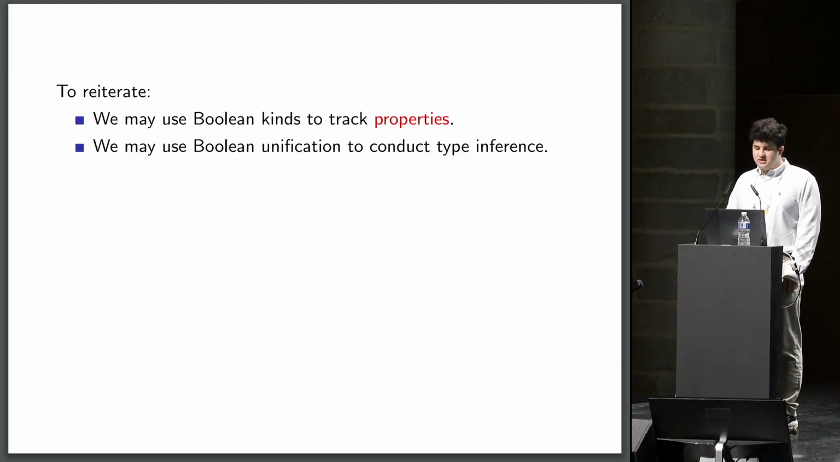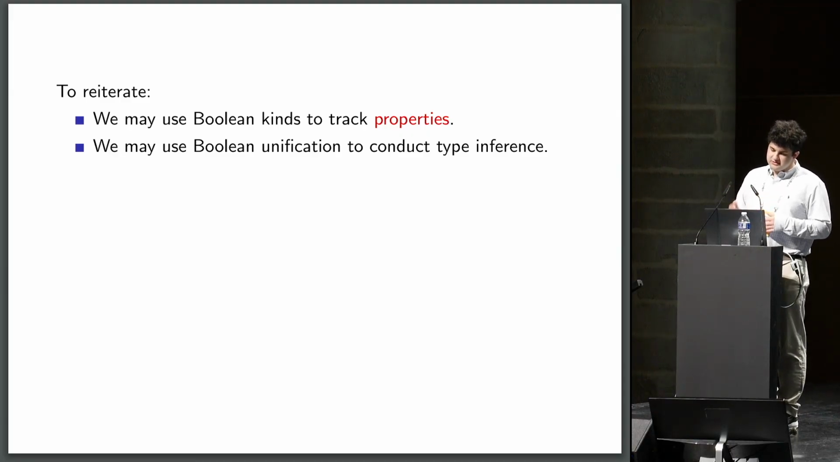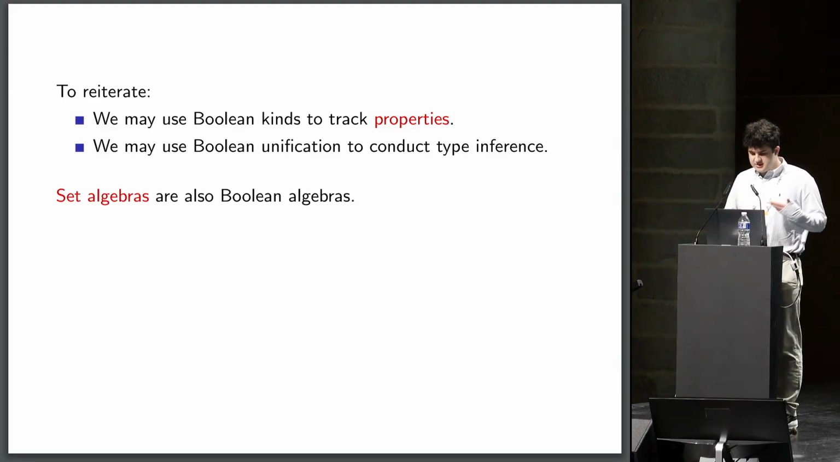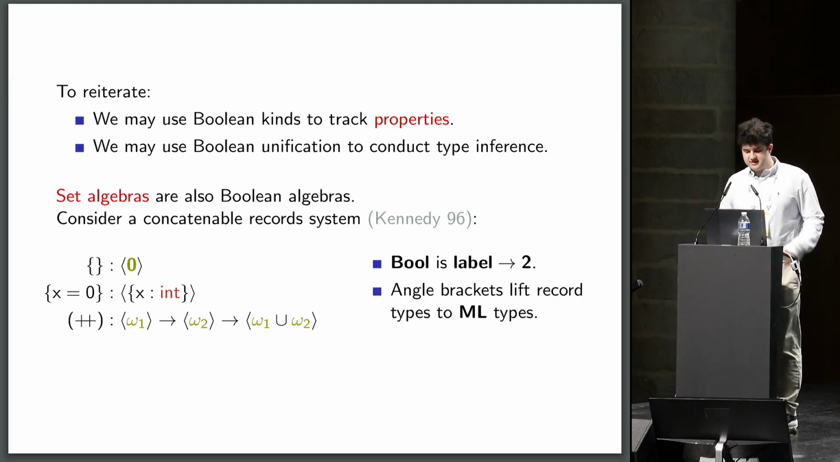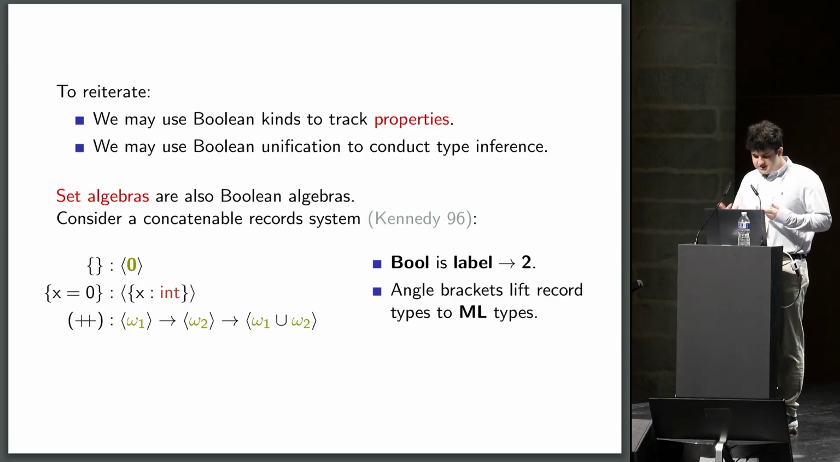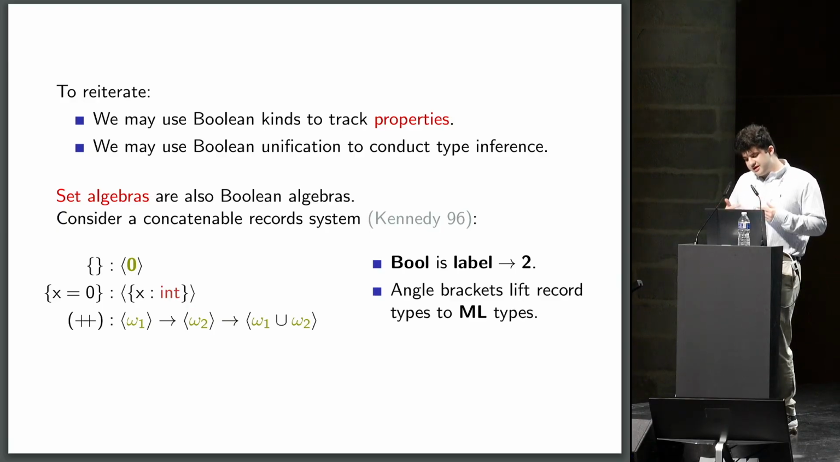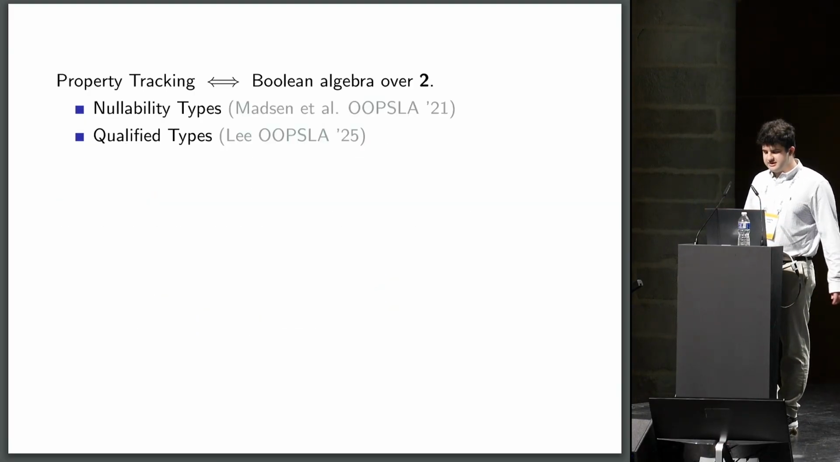Okay, so to reiterate, we can use Boolean kinds to track properties. We can have Robinson unification defer to an equational unification algorithm for type inference. Set algebras are also Boolean algebras. So, for example, take this record system from Kennedy. We type records as sets, and so record concatenation has this relationship with union at the type level. Property tracking corresponds to Boolean algebra over 2.